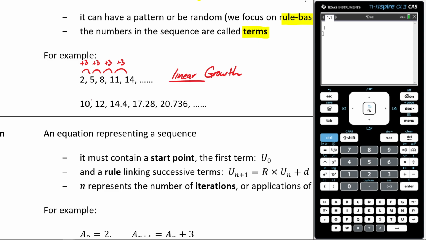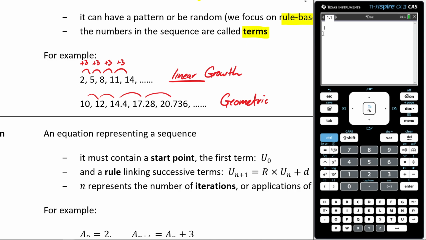Here, on the other hand, we're going from 10 to 12, 12 to 14.4, 14.4 to 17.28, and 17.28 to 20.736. What on earth is happening here? Obviously, it's not going up in a linear fashion. It's going up in another way. This is what we call geometric. Geometric is when we are either multiplying or dividing to the next term.